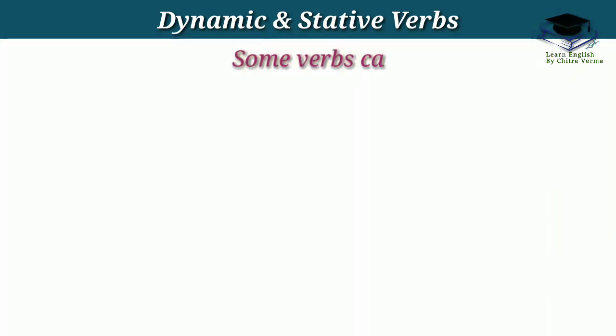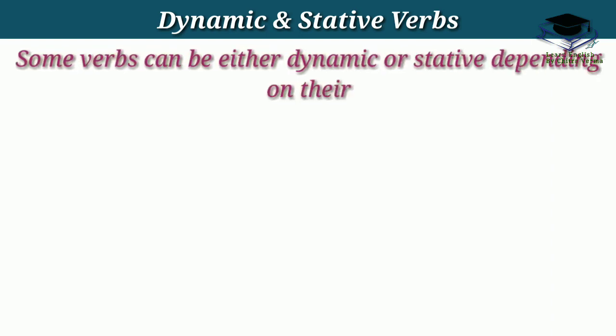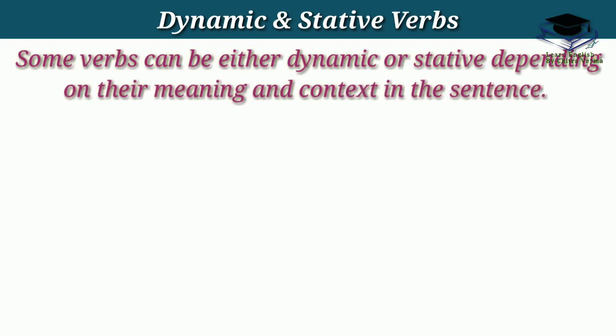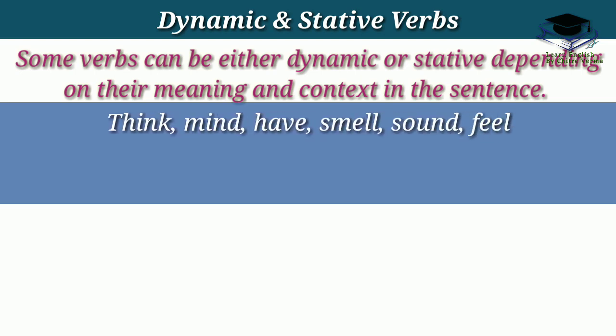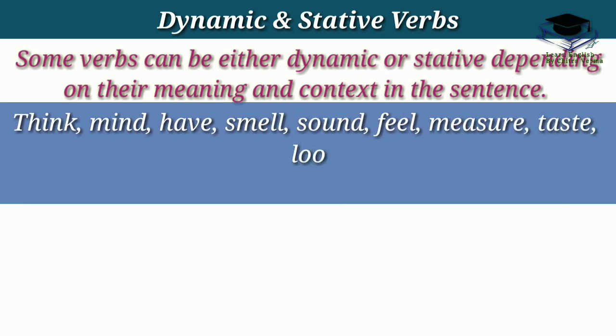Some verbs can be either dynamic or stative depending on their meaning and context in the sentence. These verbs are think, mind, have, smell, sound, feel, measure, taste, look, see, etc. Now let us focus on some examples. First of all, take the verb think.